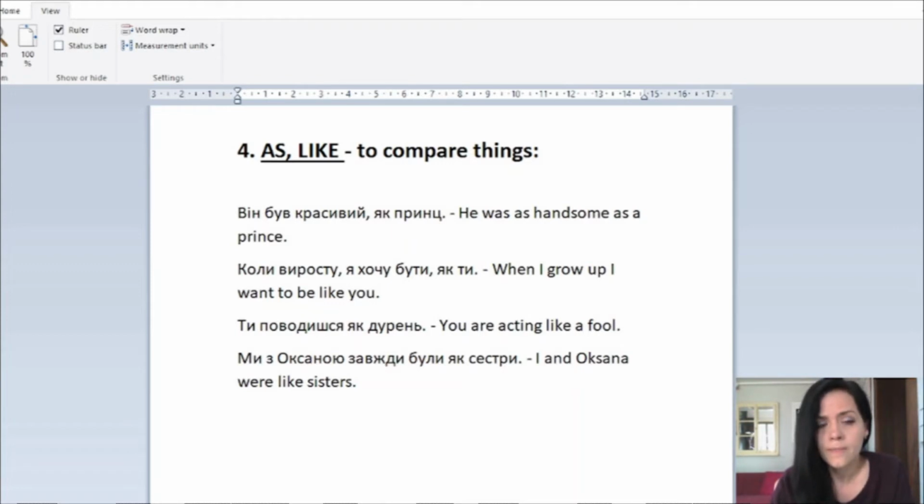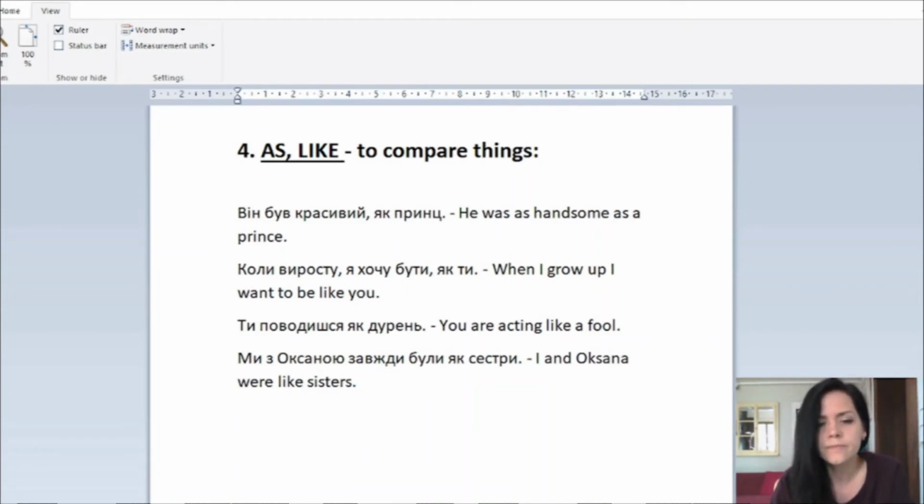Or коли виросту, я хочу бути таким же розумним, як ти. When I grow up, I want to be as smart as you, right? Розумним, smart. Or when I grow up, I want to be as kind as you are. Коли виросту, я хочу бути таким же добрим, як ти.